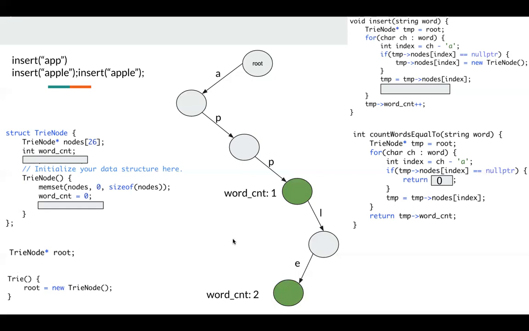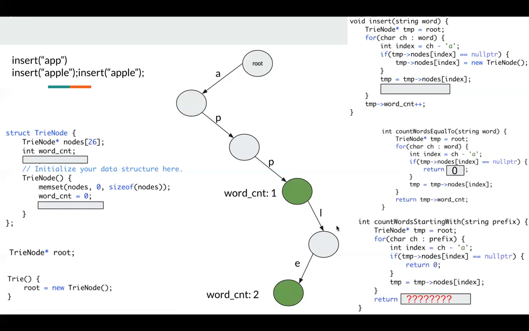Let's implement the next function. The next function is countWordsStartingWith. So we have a prefix. The code is almost exactly the same as the previous function. So we're just trying to go to the correct child node. And what should we return? For example, for app, we know we should return 3 since we have 1 app and 2 apples. They all start with the app prefix.